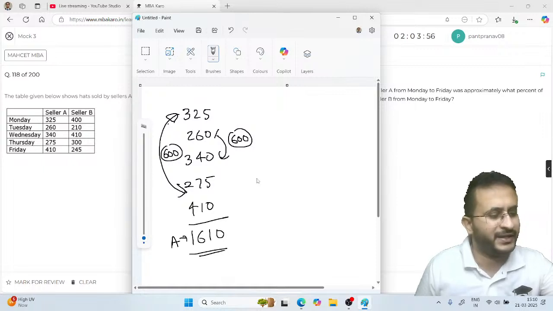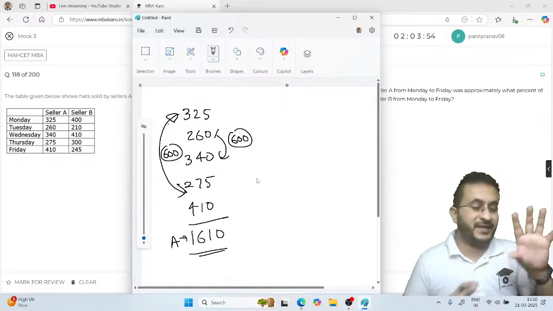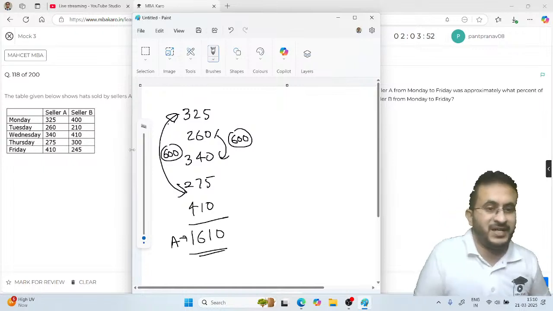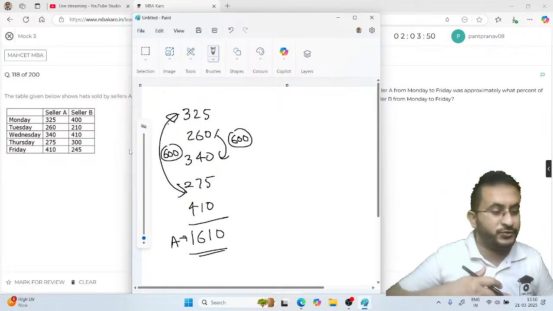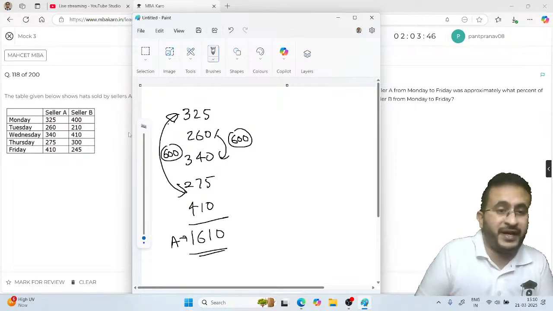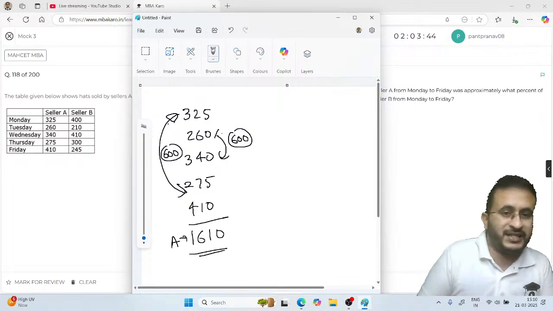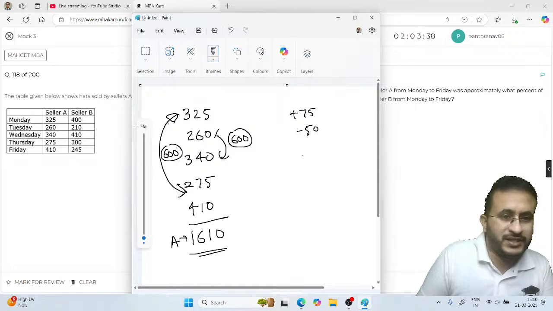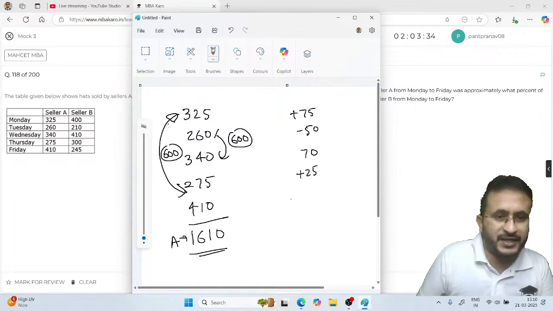Now I'll tell you another technique which you should use when there are a large number of values. यहाँ पे सिर्फ 5 values हैं. अगर मान लो यहाँ पे 10 values होती, ठीक है, so how would you do that fast instead of adding all those? वो technique भी सीख लो. So seller B को यहाँ पे first case में 75 का advantage है, second में 50 का loss है, third में 70 का advantage है, फोर्थ में 25 का एडवांटेज है एंड फिफ्थ में देयर इज अ बिग लॉस दैट इज 160.